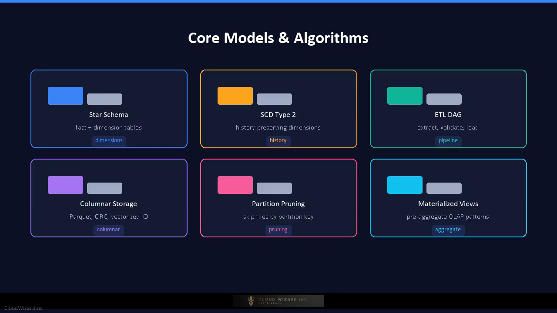OLAP cubes and materialized views pre-aggregate common query patterns to serve sub-second latency without full table scans. The key trade-off is normalization versus denormalization. More joins are slower but save storage, while flat wide tables are faster but redundant.